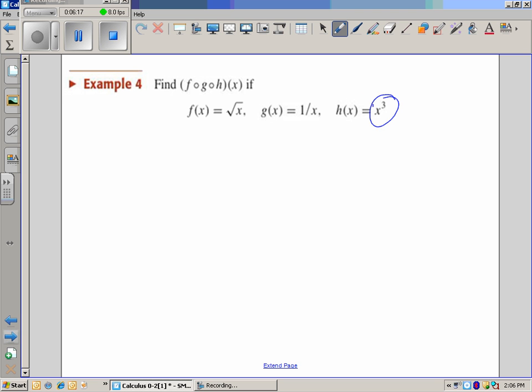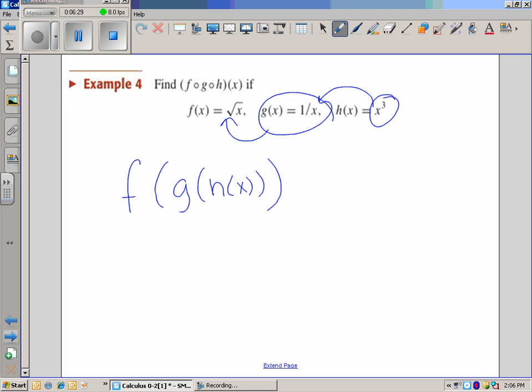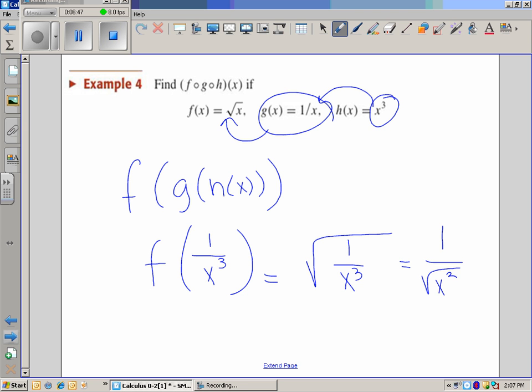All right, example 4, f of g of h of x, which means that we're going to take h of x, plug it into g of x, and then plug that into f of x. So, inside out. Written, it would look like this. So, remember, we want to work inside out. So, h of x plugged into g of x gives me 1 over x cubed, so I want the f of 1 over x cubed, which would give me the square root of 1 over x cubed, which would give me all of these. And any of those notations is acceptable.